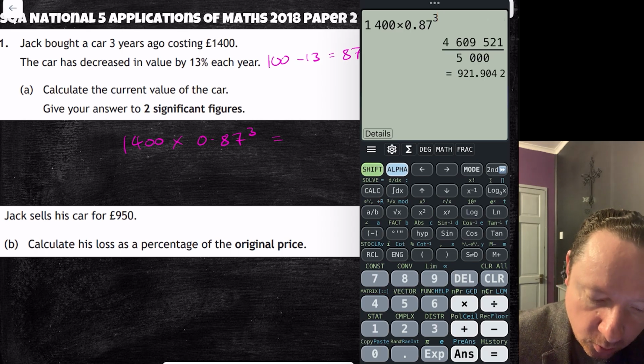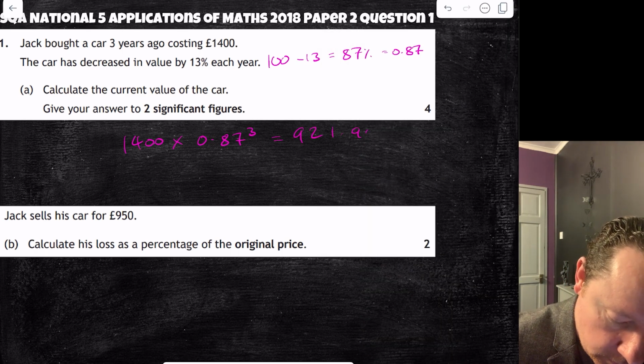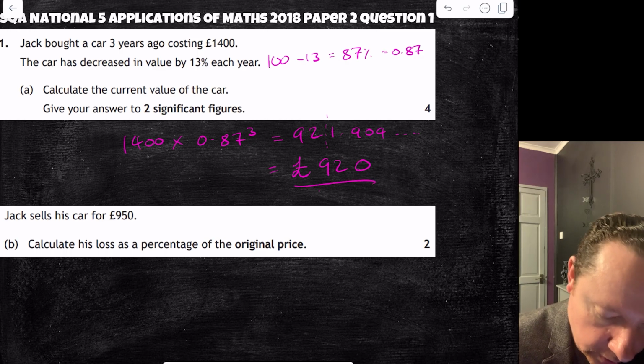That gives me 921.904. So rounding that to two significant figures, that means we're cutting it here. That's £920, and we're done there.